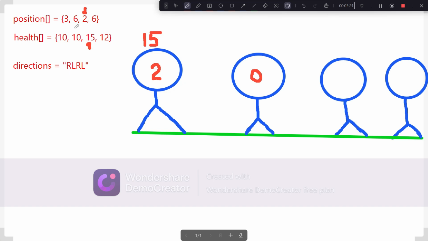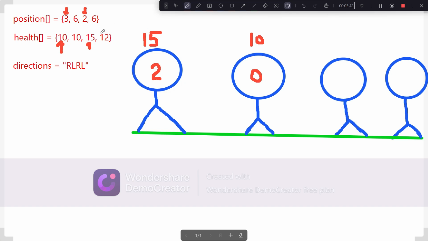Now who is the second guy? Second guy is 3, this guy. What is the position in this position array? Its position is 0, so I have made it 0. And what is its health? Its health is 10. See here, so I would be writing health 10 over it. And this is the position inside the position array.